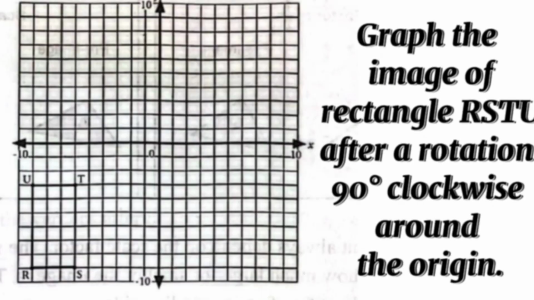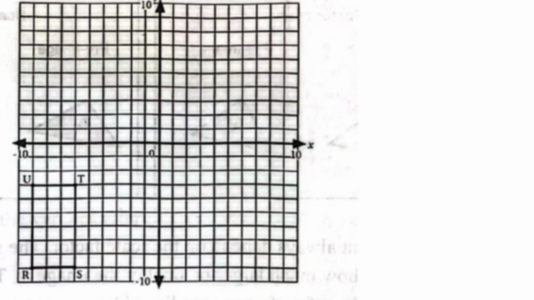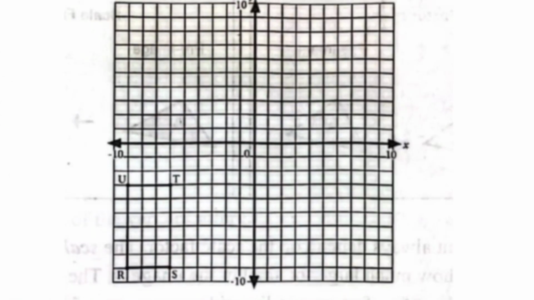We have another example. Graph the image of rectangle RSTU after a rotation of 90 degrees clockwise around the origin. 90 degrees clockwise is the same as 270 degrees counterclockwise. We can apply the rule for either a 90 degree clockwise rotation or a 270 degree counterclockwise rotation.